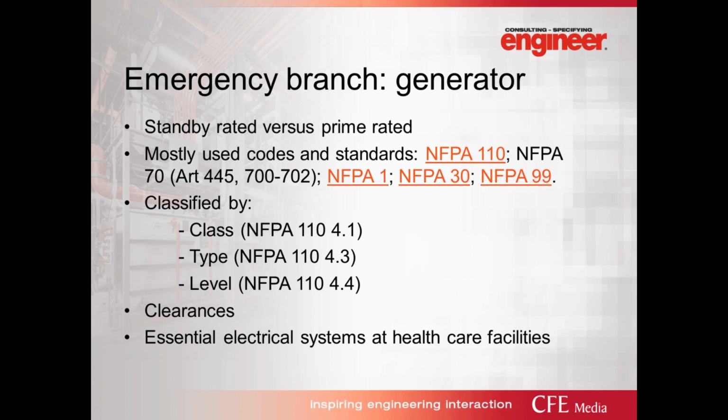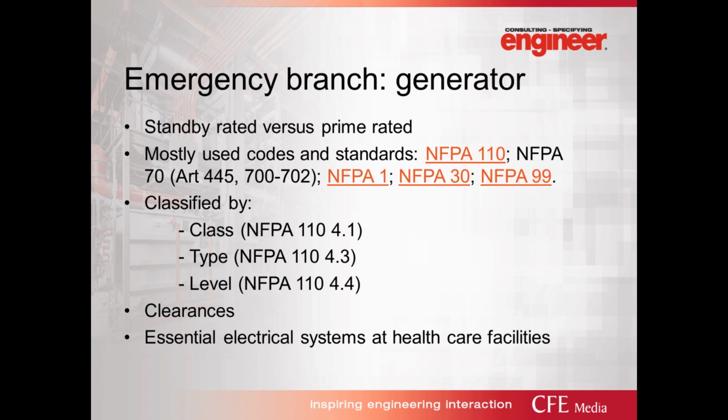Emergency branch. Start with the generator. I will be focusing on the low voltage generator that we typically see for a standard application. The standby power rated generator is used as a backup to a main power supply. The prime rated generator is used as a primary power source. For typical applications, we use a standby rated generator to comply with the requirements of NFPA 70, Article 700 through 702.